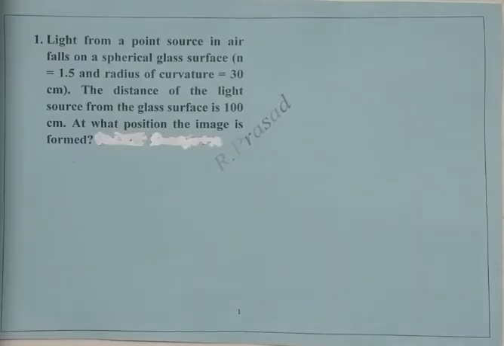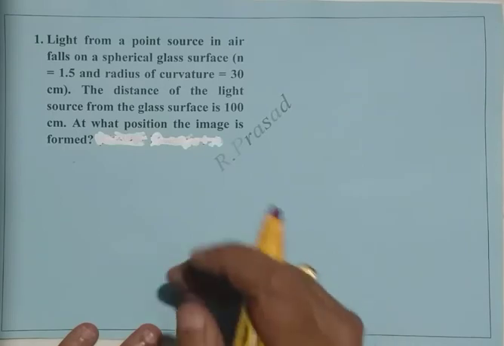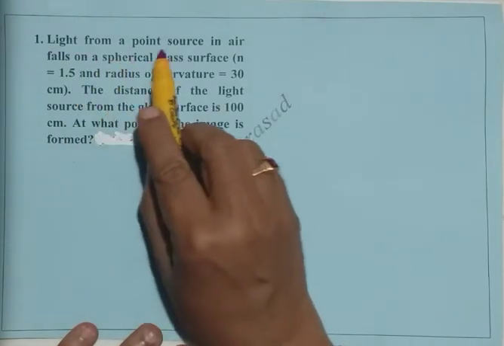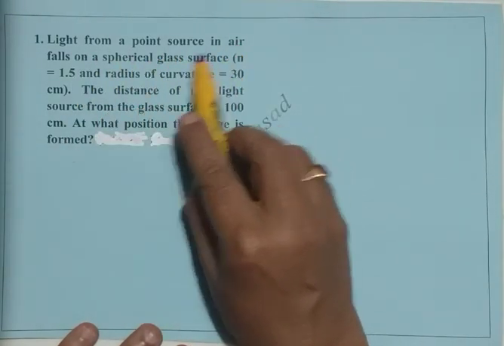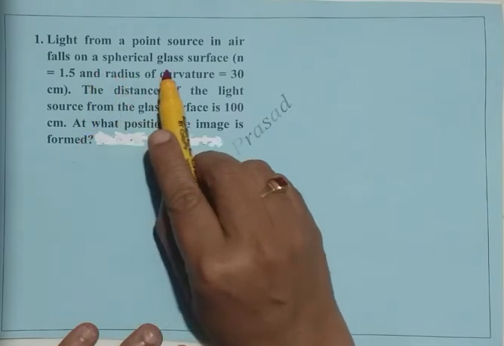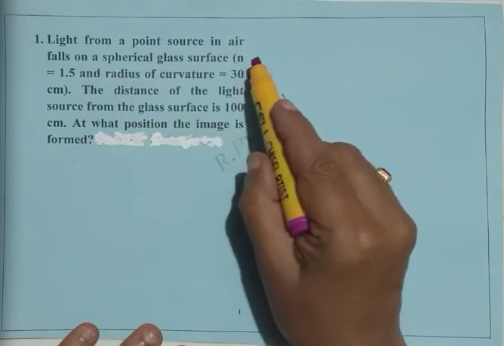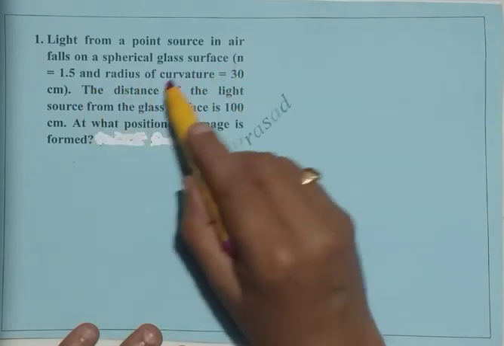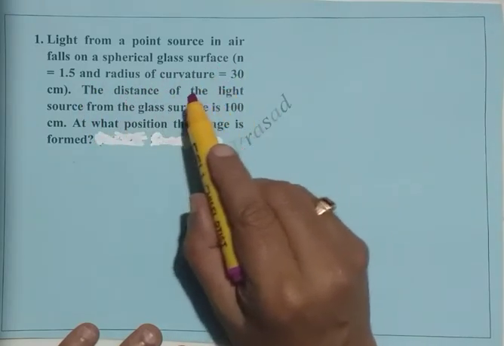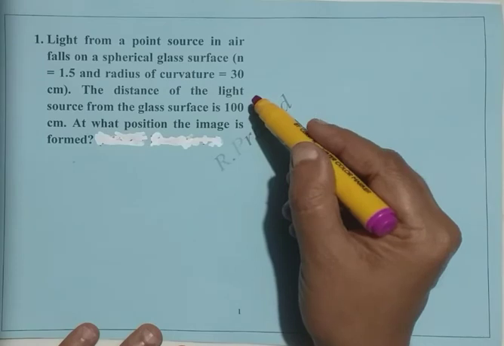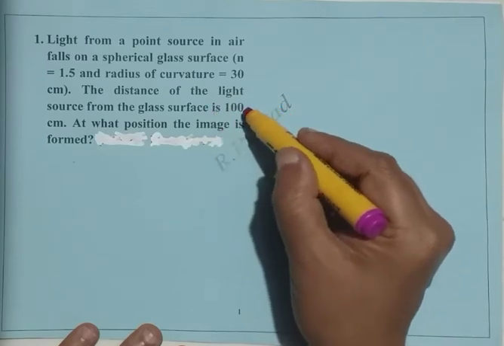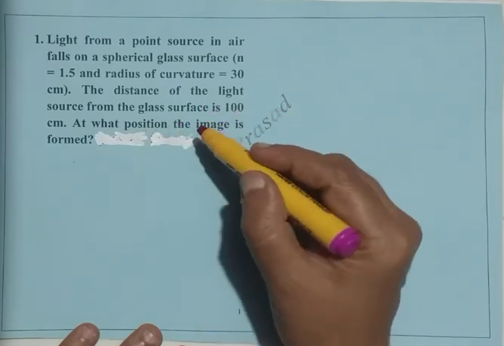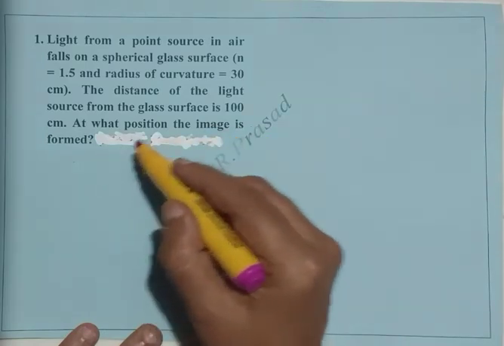We start solving some numericals on the curved surface refraction formula that we just derived. Now we read this problem. Light from a point source in air falls on a spherical glass surface of refractive index 1.5 and radius of curvature 30 centimeter. The distance of the light source from the glass surface is 100. What is the position of the image formed?